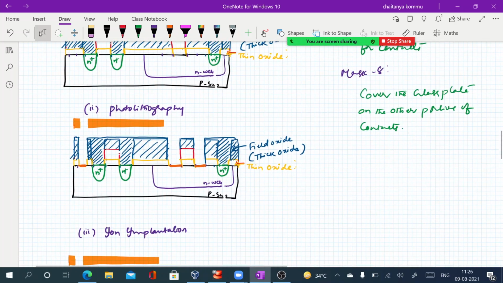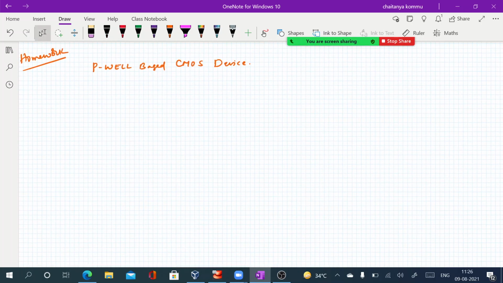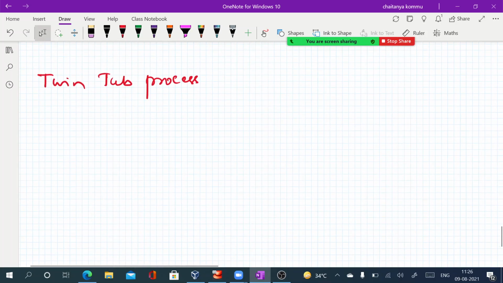Now, I hope the homework I gave yesterday has been completed. Another one is the twin-tub process. I want to do it very quickly, as only 2 steps are additional to the existing fabrication steps. So let me go to the twin-tub process.